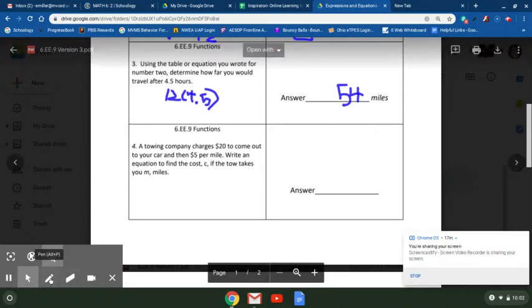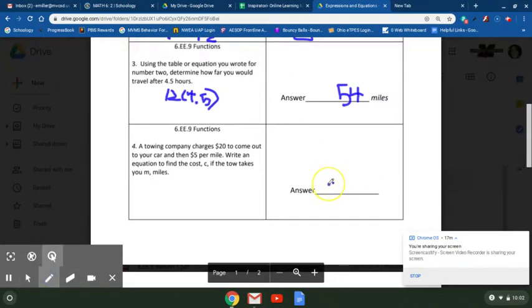So this is going to be cost equals, so your total cost, C, is equal to 5 times M, and then your initial value that you always have to pay for them to come to you and get your car, which is $20.